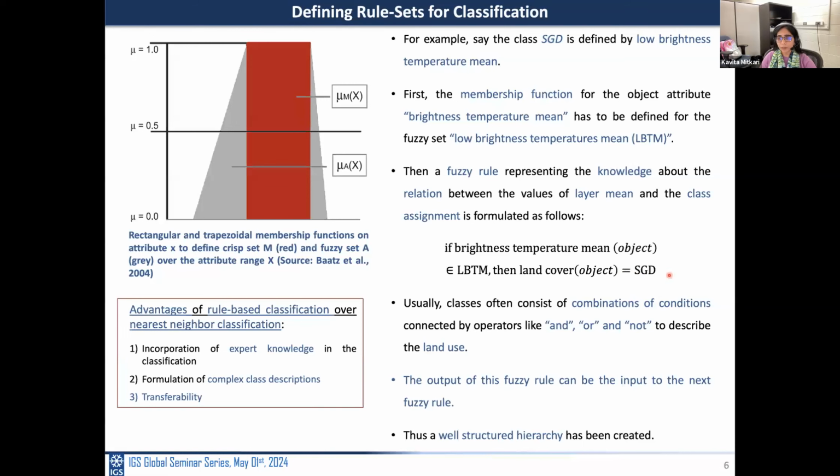In a similar way, we can define different rule sets to classify one particular glacier feature. And thus a combination of rule sets can be used to describe one particular glacier cover class. Also, the output of one fuzzy rule can go as an input to the next fuzzy rule. So thus a well-structured hierarchy can be formed.